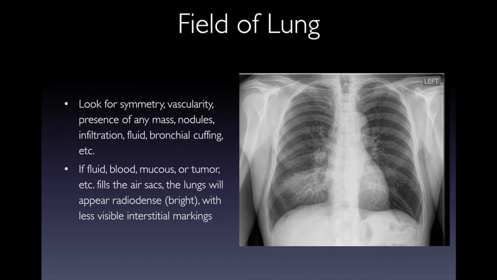F is for feel the lungs. You're obviously looking for symmetry, the vascularity, any presence of masses, nodules, infiltrates, fluid, or bronchial cuffing. If there's fluid, blood, mucus, or tumors filling the air sacs, there typically appears to be a radiodense or brighter structure in comparison to less visible interstitial markings. In this film, you're seeing a right middle lobe infiltrate, which obscures the edge of the right heart as well.